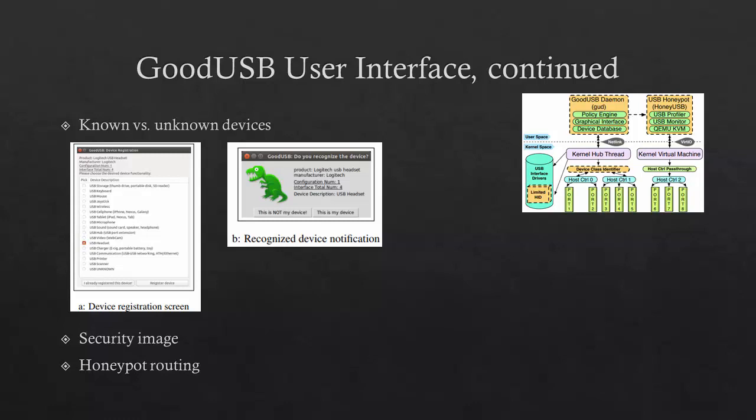When the good USB policy engine does not recognize a device, the user interface prompts the user to select the driver classes or exact drivers the device can access. The user will choose a security image for the new device at this time. If the device is recognized, the user is prompted to accept or reject the device, using the device's security image as a visual cue. If the USB device is rejected, it is flagged as potentially malicious and routed to the honeypot virtual machine for analysis.